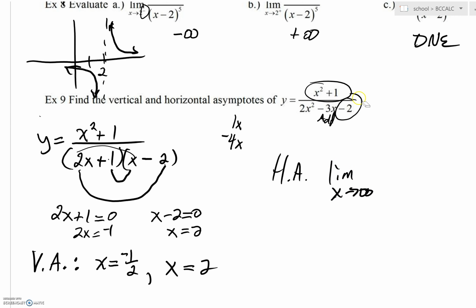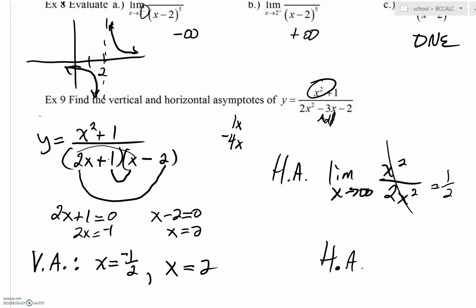Let's do end behavior, review from the front. What's going to control the top? Well, just your x squared. Ignore the plus 1. How about down below? Just your 2x squared. These cancel out, you'll get 1/2. But to write the equation of your horizontal asymptote, you need to write y equals, and it'd be y equals 1/2.